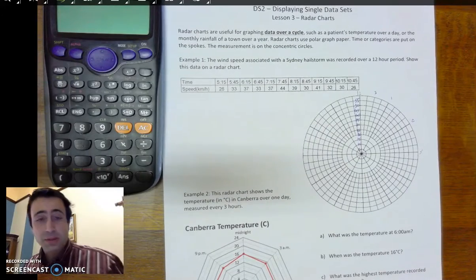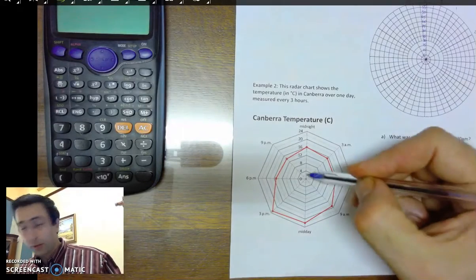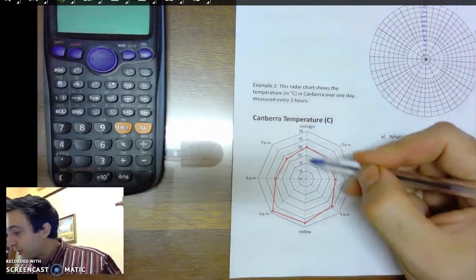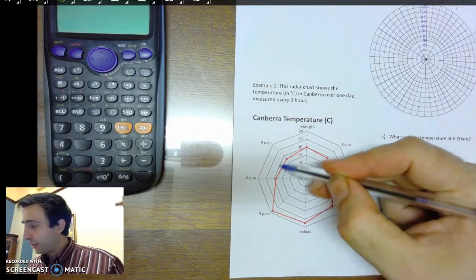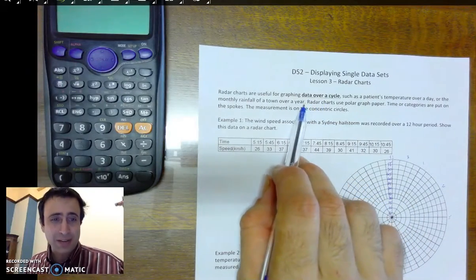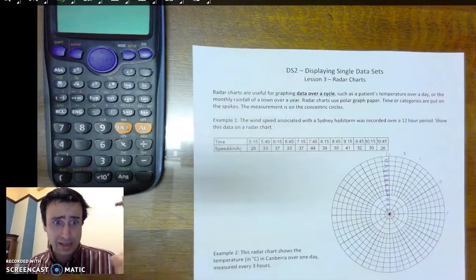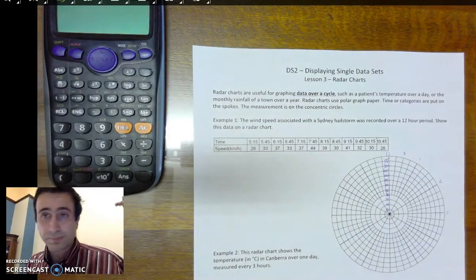So remember, as a bit of a summary, radar charts start off on the 12 o'clock line, or the top line here. They start off with the units and they work around in a circle and then back to the original point. And what they're really, really good at is doing data over a cycle. So basically stuff over a day that starts again the next day, or over a year, anything that goes back over the top.